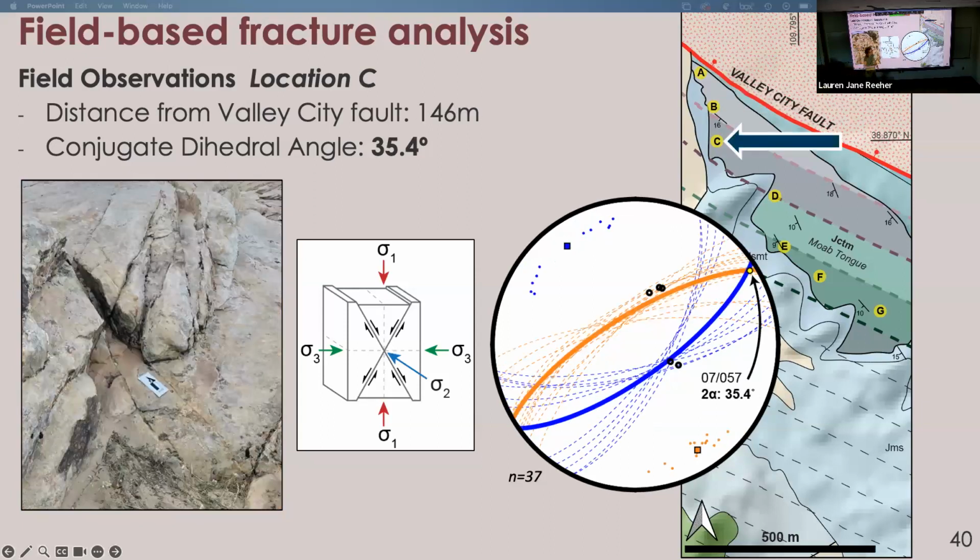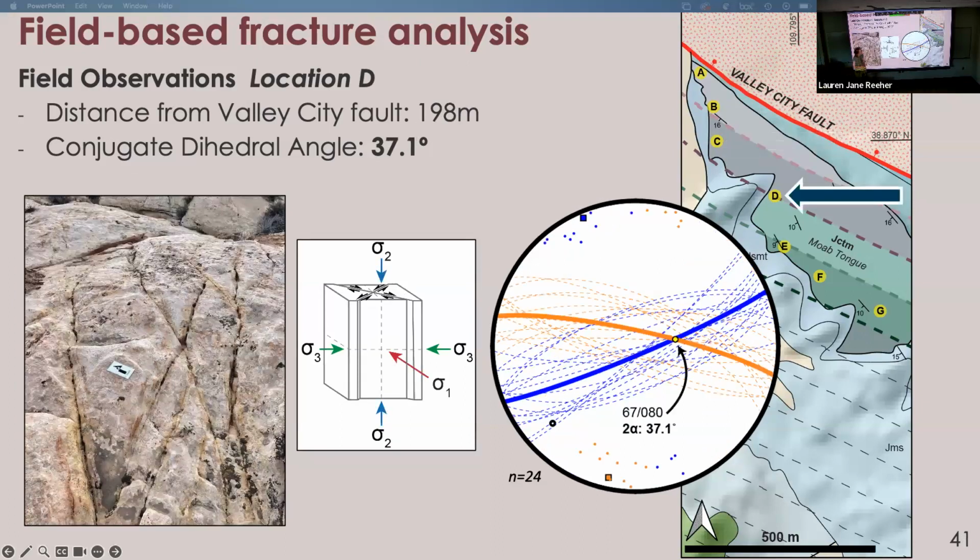And we'll step out a little bit further. Again, we see a slight increase in the conjugate dihedral angle, but we're still in a normal stress environment. And we'll move down a little more.